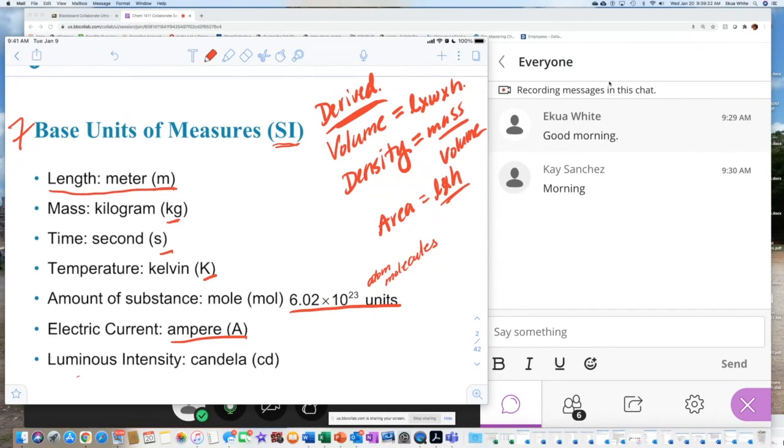Okay? Any questions about this? Once again, if you don't want to talk and you want to chat, just go ahead and type your message in the chat box. Okay?